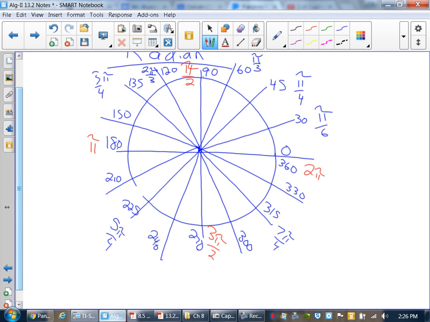I should have drawn this longer. 4/6, 5/6, 6/6, 7/6, 8/6, 9/6, 10/6, and 11/6, because when you get back to there, you're at 12/6.